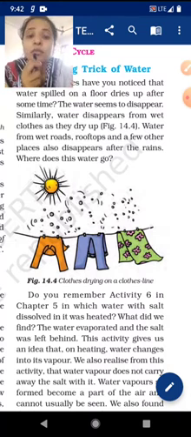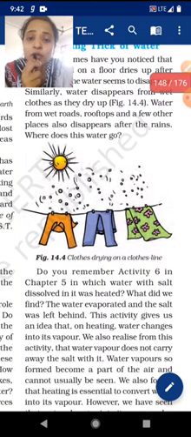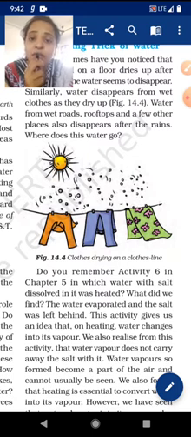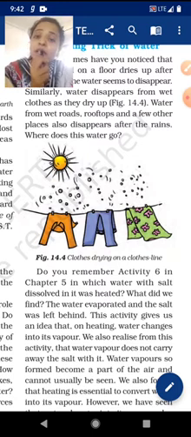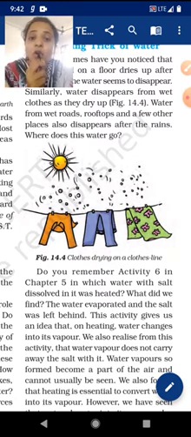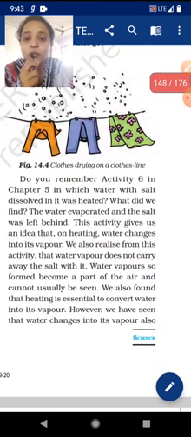The water from wet roads, rooftops, and a few other places also disappears after the rains. After the rain the water was there, and after some time or a day the water disappears. So how does it disappear? Where does this water go?